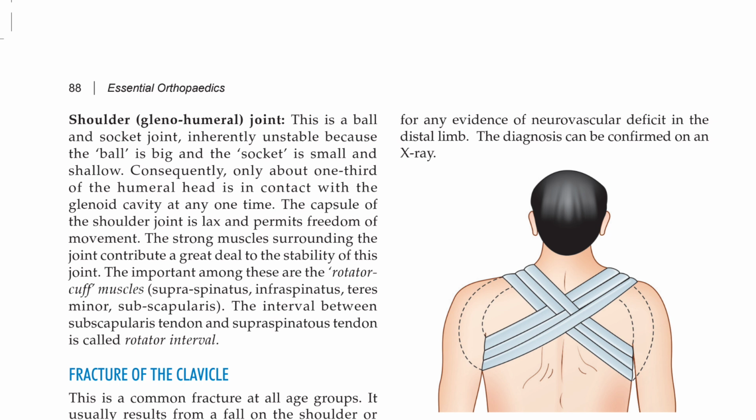The capsule of the shoulder joint is lax and permits freedom of movement. The strong muscles surrounding the joint contribute a great deal to its stability. The important among these are the rotator cuff muscles: supraspinatus, infraspinatus, teres minor, and subscapularis.